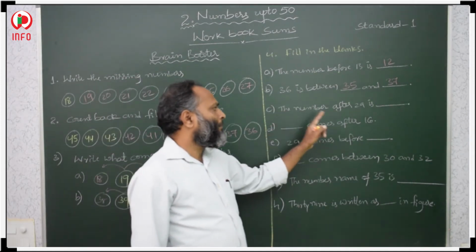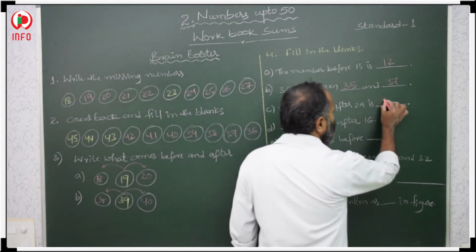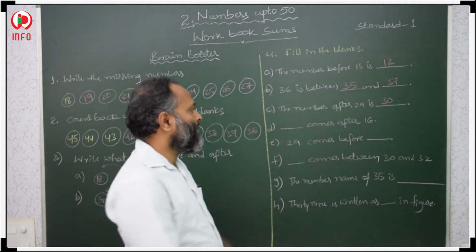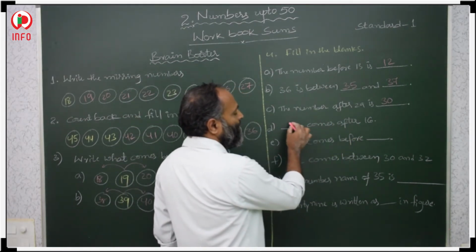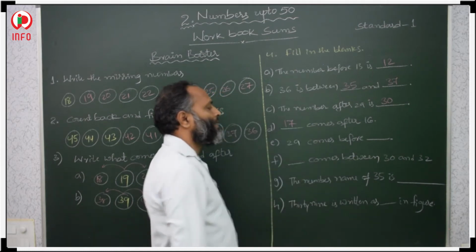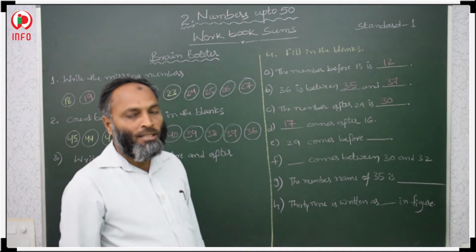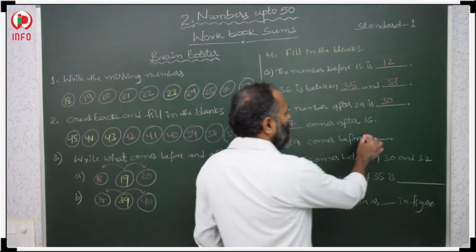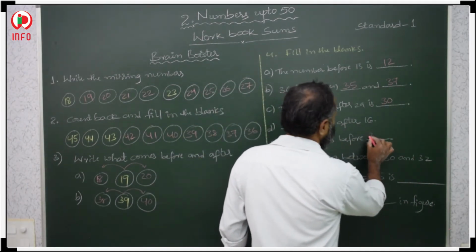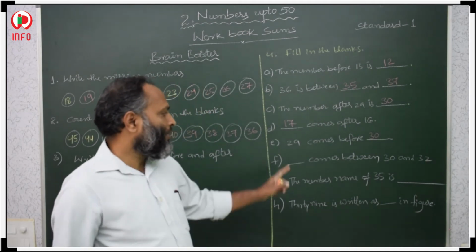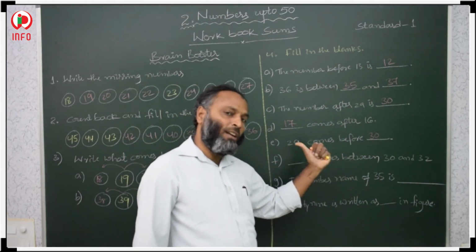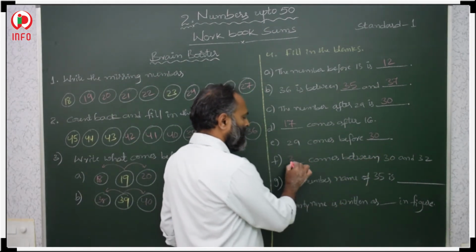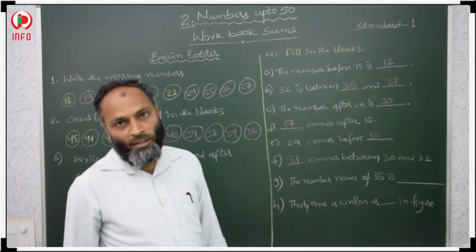Next, the number after 29. After 29, 30 will come. Then the blank after 16: after 16, 17 will come. 17 comes after 16. 29 comes before 30. Before 30, 29 comes. Then the blank between 30 and 32: 30, 31, 32. 31 is the between number.